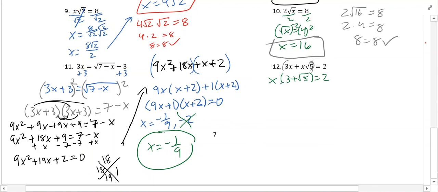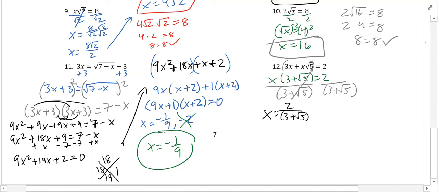All right, so the next thing we do, this is x times this quantity. So the opposite of multiplying is dividing. So I'm going to divide each side by 3 plus rad 5. So when you do that here, on the left, they're going to cancel. So now you're just left with x equals 2 over 3 plus rad 5.